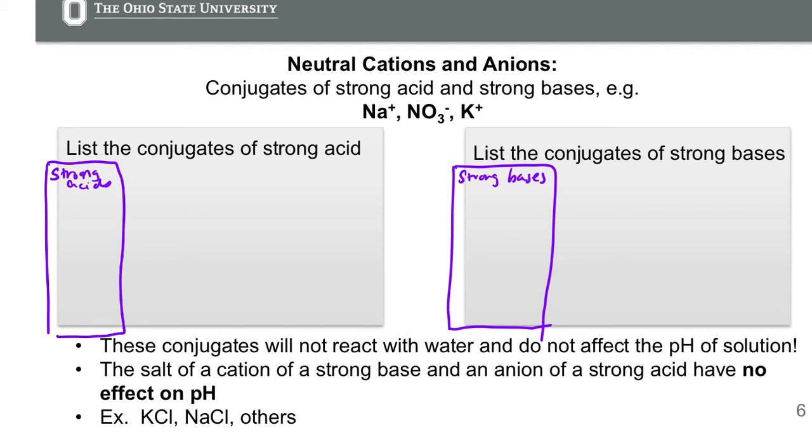I've got HCl, HI, HBr, HClO3. Yeah, that's a good one. HClO4, H2SO4, only that first proton, and HNO3. Did I miss any? Hope not.